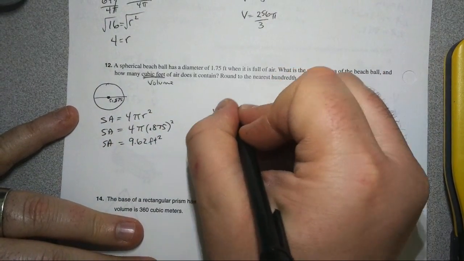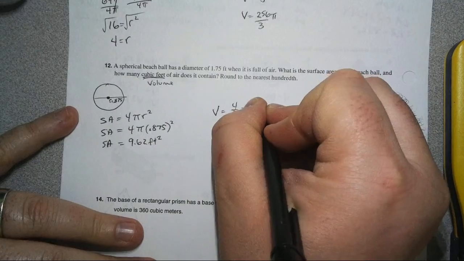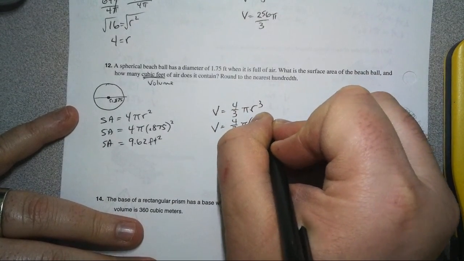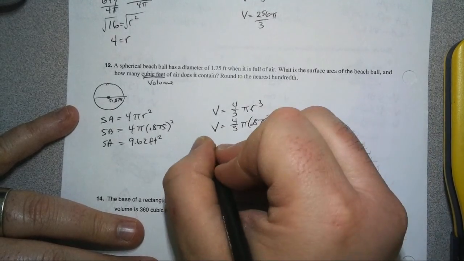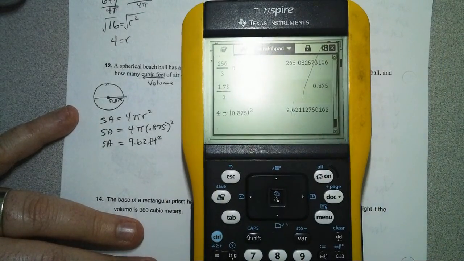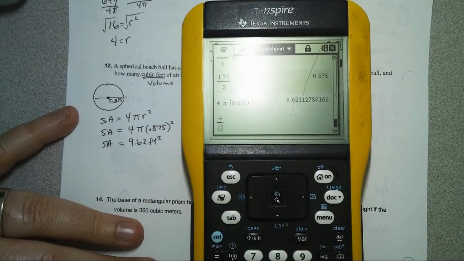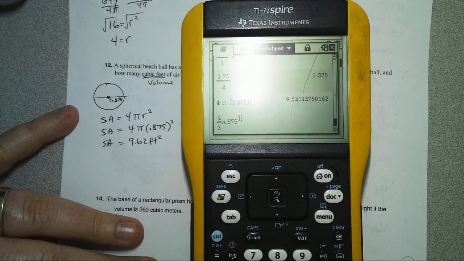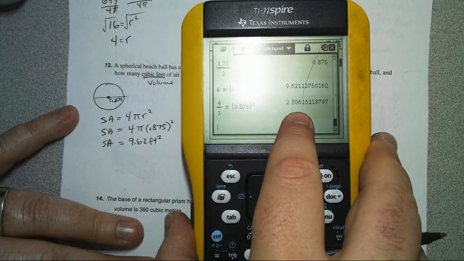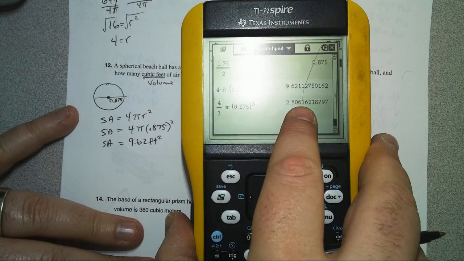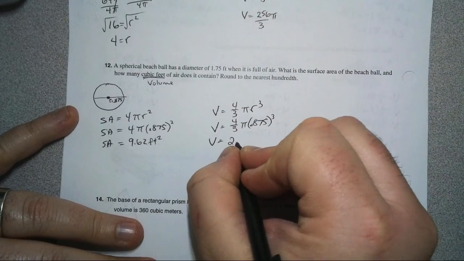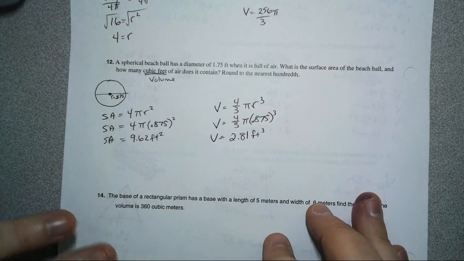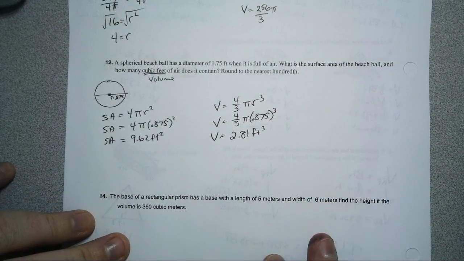And then the volume is 4/3 pi r cubed. So 4/3 pi times 0.875 cubed, okay? And then same thing. So 4/3 pi times 0.875 to the third, and we get 2.806, so that's 2.81. And then remember, this is feet cubed, okay? So there's your two answers on that one.